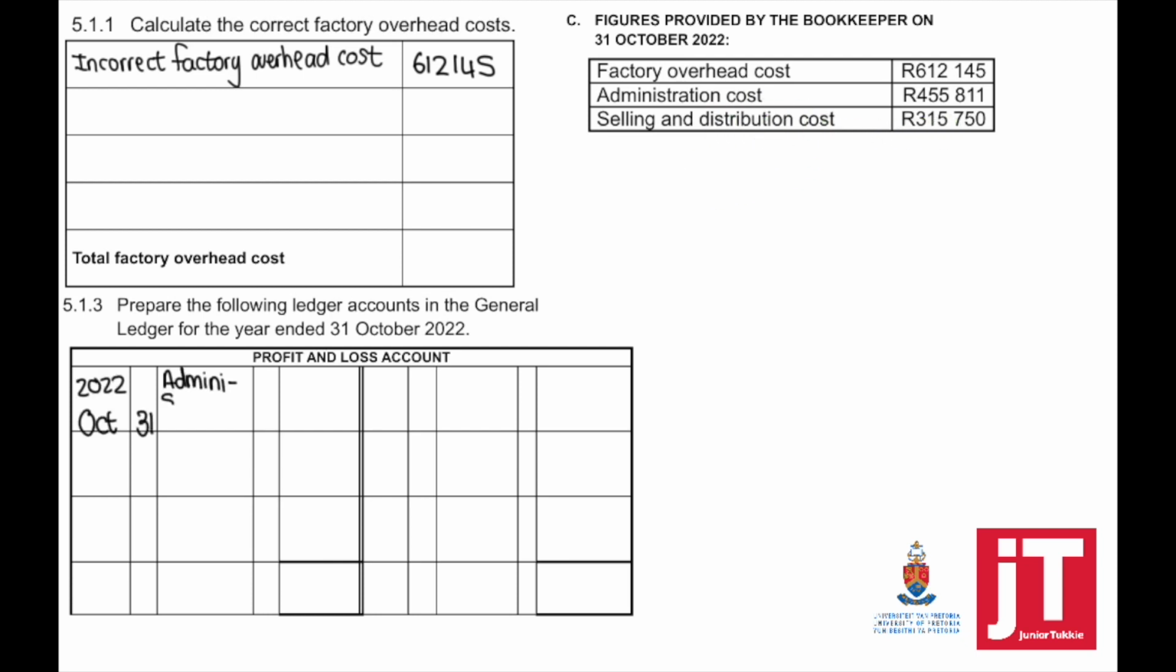So we are going to start by looking at those costs while we're completing question 5.1.1 to see if there's a correction that we need to make in the factory overhead cost, in the administration cost, and in the selling and distribution cost. We're doing it at exactly the same time. So this is why our step number 1 is we're going to write the cost which was calculated so that we now can adjust those.